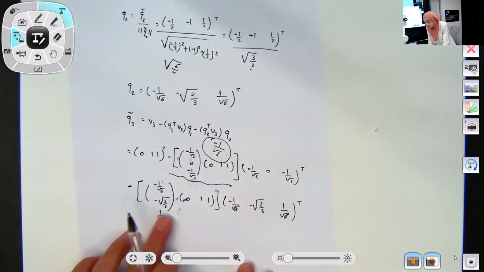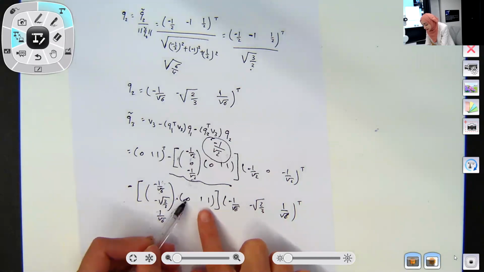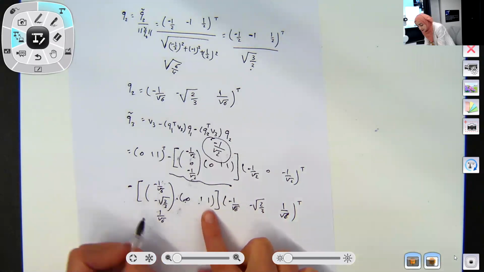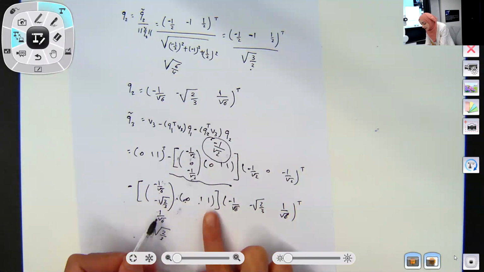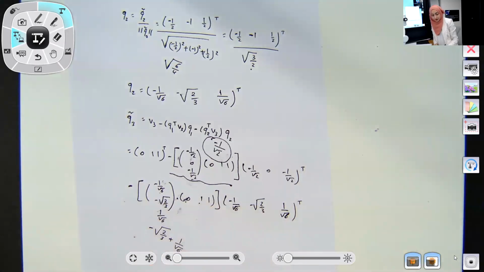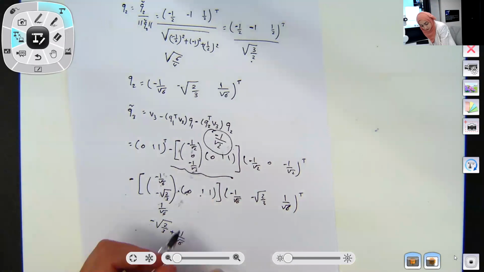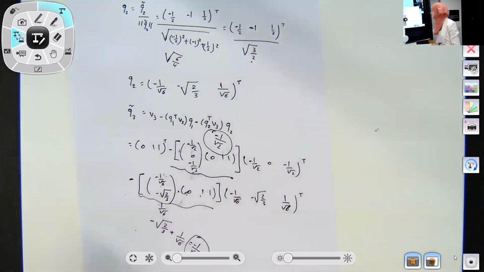And if we simplify here, we need to multiply minus 1 over square root of 6 times 0, which is 0, and minus square root of 2 over 3 times 1. This is equal to minus square root of 2 over 3. And if we multiply 1 over square root of 6 times 1, this is equal to 1 over square root of 6. If you simplify these together, minus square root of 2 over 3 plus 1 over square root of 6, this will give you minus 1 over square root of 6. So instead of this one, we just need to write minus 1 over square root of 6.